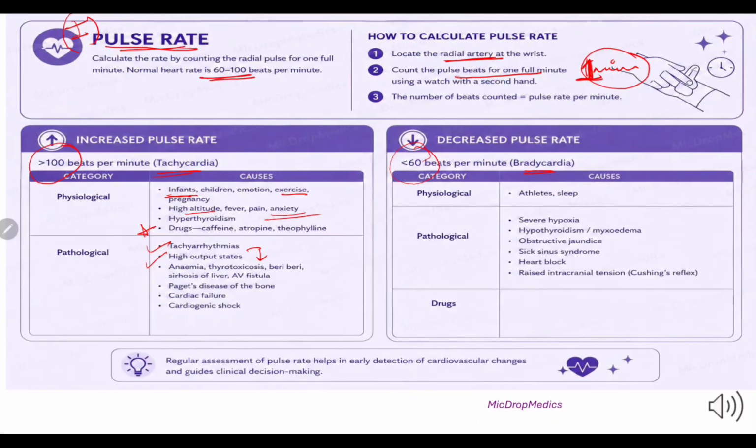For bradycardia, physiologically we see it in our well-conditioned athletes or when we are deeply asleep. Pathologically, it warns us of severe hypoxia, hypothyroidism, obstructive jaundice, or raised intracranial pressure, which you will know as the classic Cushing's reflex. Finally, drugs like beta blockers, verapamil, and digoxin will purposely pull the rate down. If a patient presents with a slow heart rate, always open their charts and look at their medication list first.